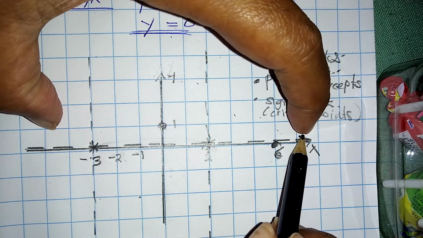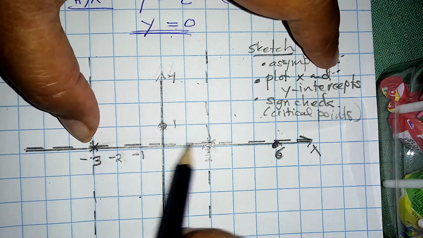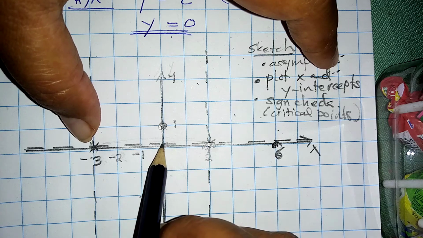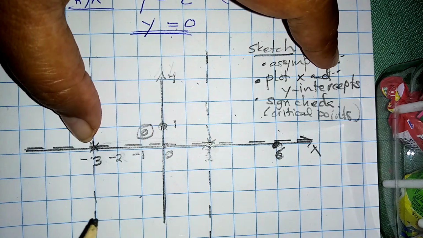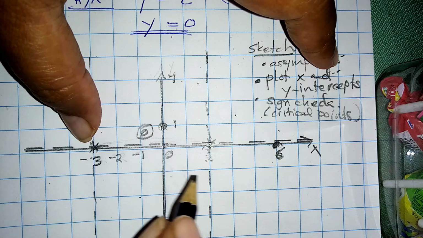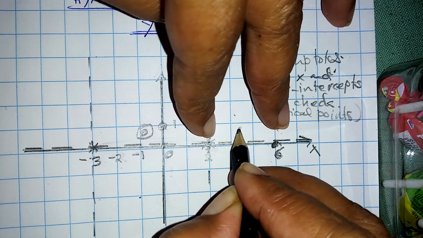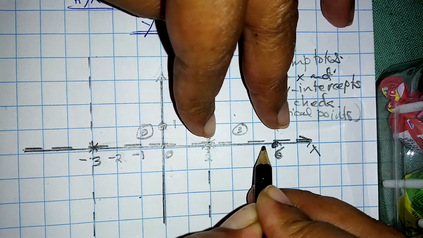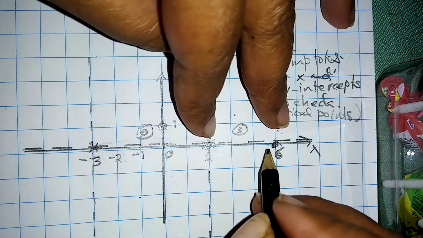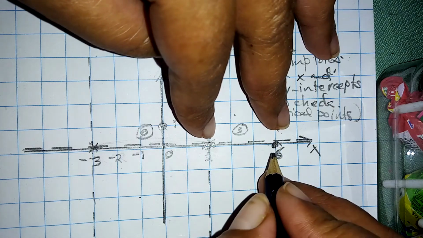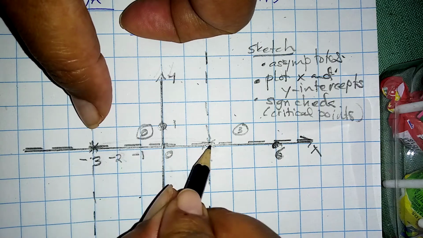outside the critical points. In our case here, from -3 to 2, 0 is a number here. It's always nice to sign check 0. I'm going to put 0 and draw a circle around it. In between 2 and 6, I will choose the number 3. You can choose 4, 5, whatever, as long as you choose a whole number. Don't choose a decimal or fraction because it's very hard to work out. So that's in between the critical points.